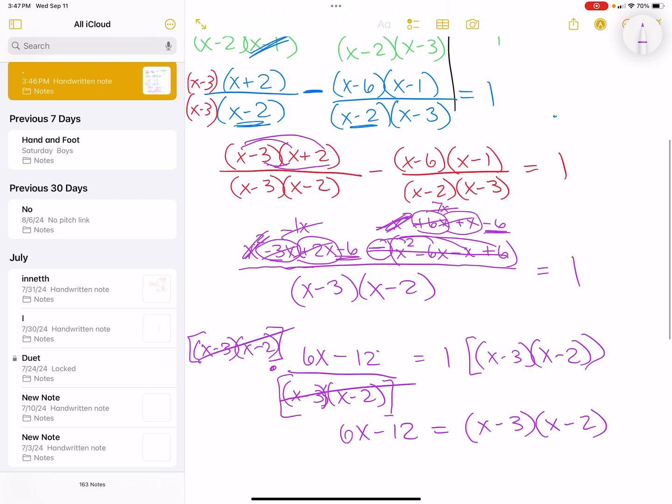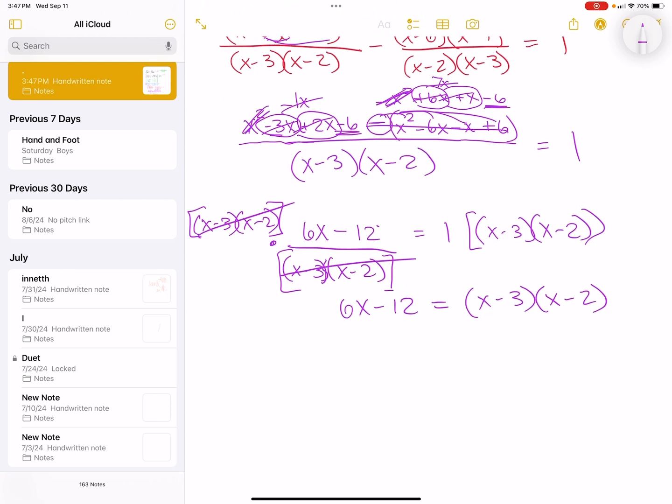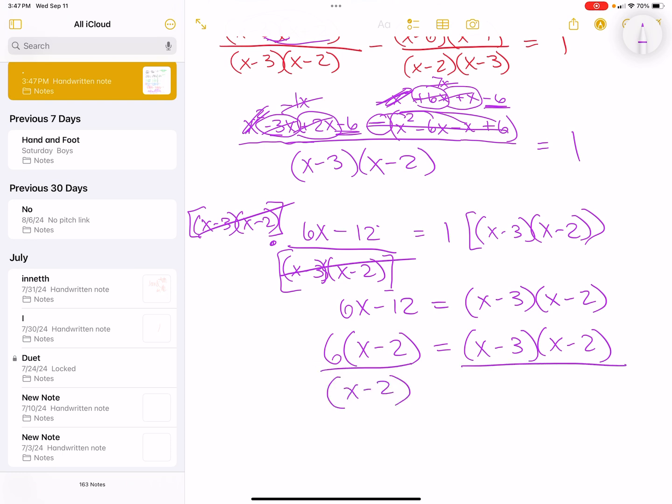And I can recognize for myself that if I factor out a 6 here, I have (x - 2). And then I have (x - 3)(x - 2). Well, then I can divide this side by (x - 2), and you've got to do the same thing on both sides. And guess what? You get 6 equals x minus 3, and x equals 9.